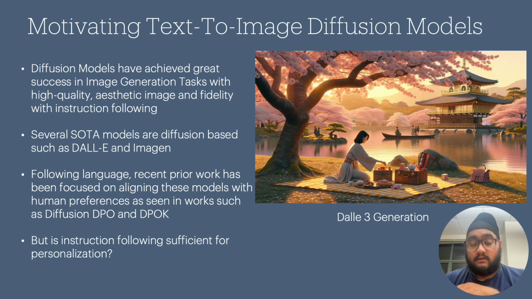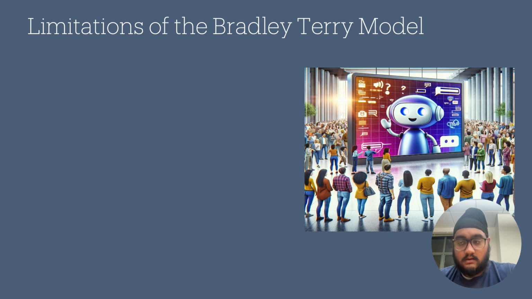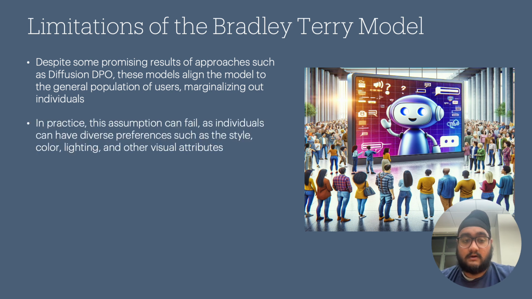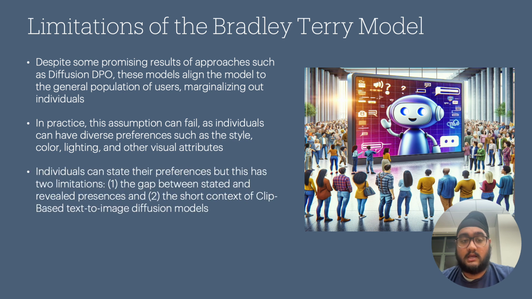But is instruction following sufficient enough to do personalization? Many alignment objectives involve the Bradley-Terry model. However, this is a little bit limiting because these models align to the general population of users, and thus marginalize out individuals. In practice, this assumption can fail, as individuals can have many diverse preferences, such as the style, color, lighting, and other visual attributes of an image that they care about.